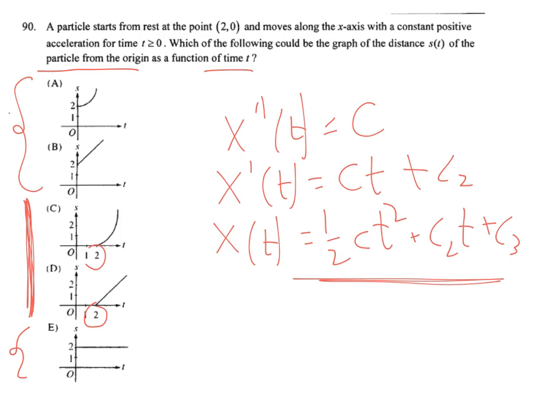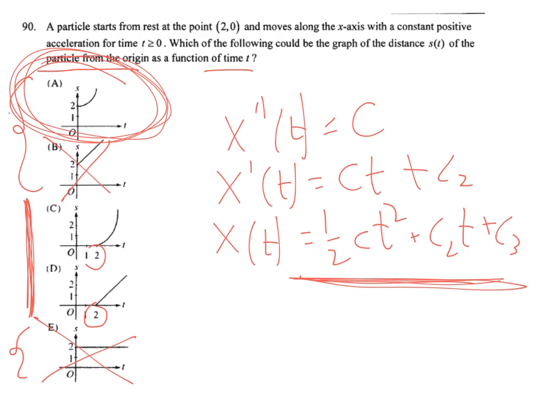But this is a quadratic. So it's going to be initially 2 away, and then it's getting further away from the origin as time goes along. We don't know if it's positive or negative acceleration, but it's going to be a quadratic moving away, and that's only one choice, because this one is just constant position. This one is actually a constant velocity. So this is our choice. Ninety is A.